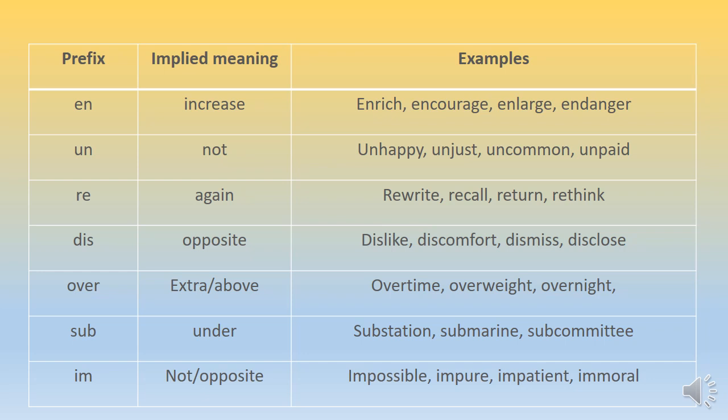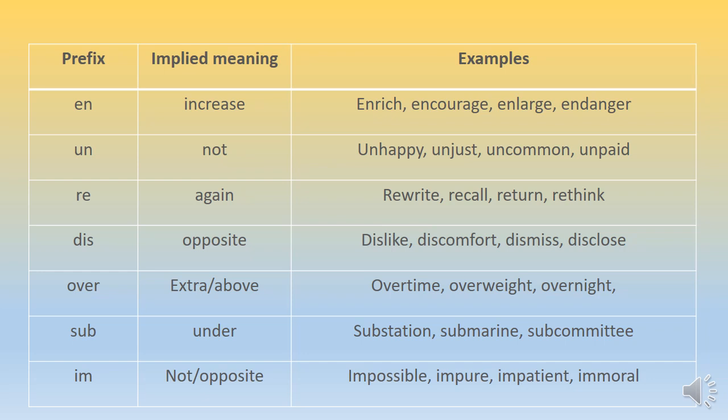Then we have another prefix dis. Dis means opposite. The examples are dislike, discomfort, dismiss, disclose, etc. Then we have the word over. Over means extra or above, and the examples are overtime, overweight, overnight, etc. We have another prefix example, that is sub, S-U-B, sub. That means under. And we can make words like substation, submarine, subcommittee with the prefix sub.